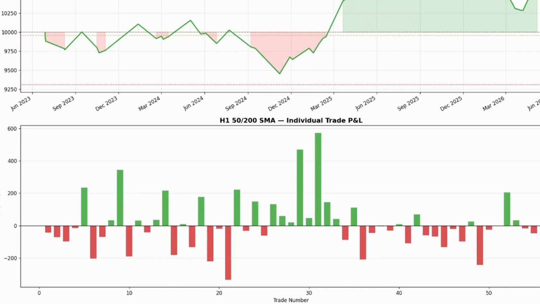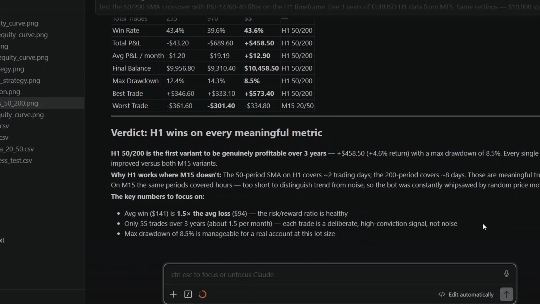Look at the individual trade bars. The winning trades are noticeably taller than the losing ones. Average win $141, average loss $94. That's a 1.5 to 1 ratio. For every dollar lost, the strategy recovers $1.5. And with only 55 trades over 3 years, roughly 1.5 trades per month, each one is a deliberate high conviction signal, not noise. Claude's verdict was clear.